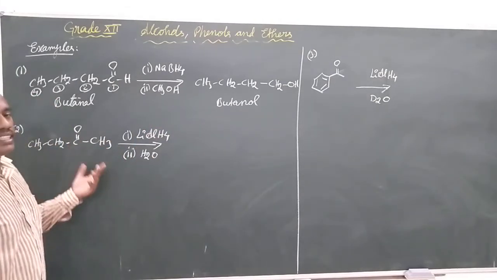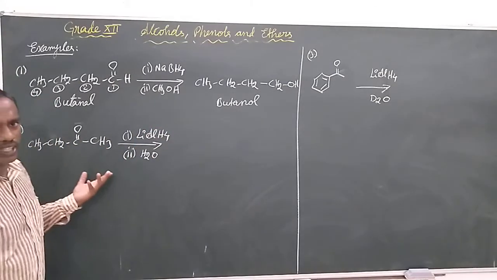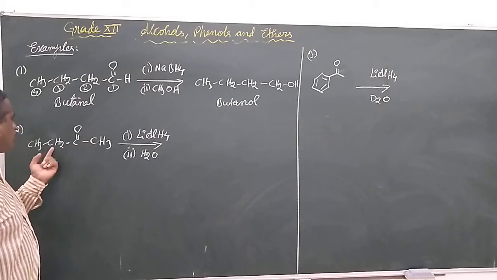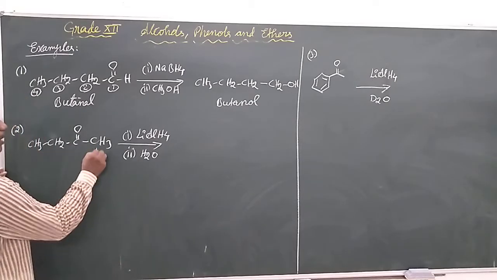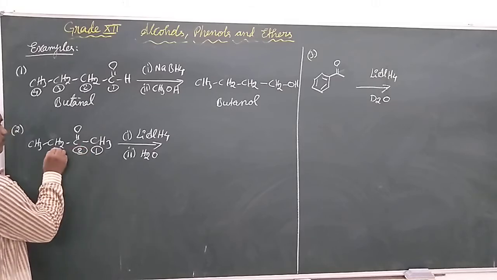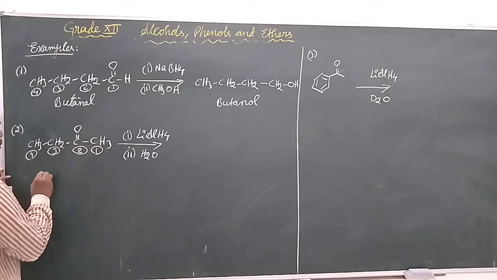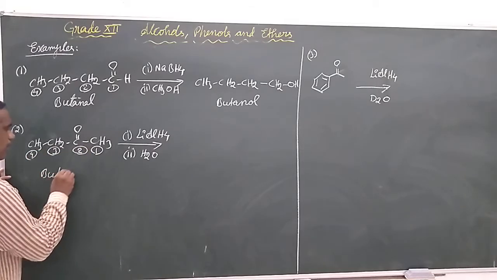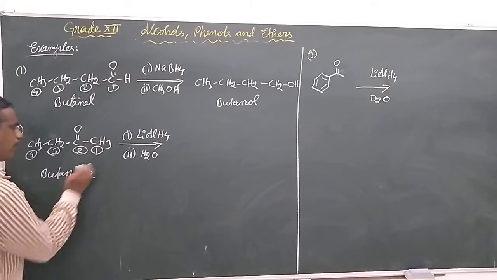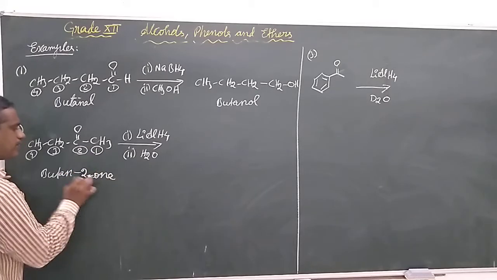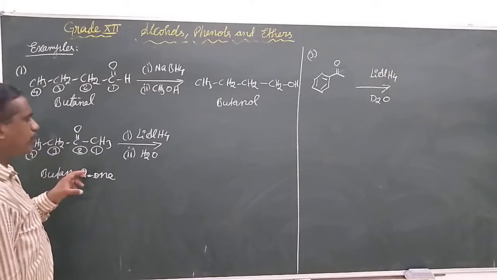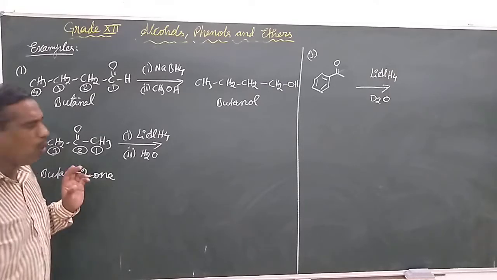Now let us take the next example. 4 carbon chain here I had given: 1, 2, 3, 4. We have the 4 carbons and a ketonic group nearest to the numbering at 2. So we call this one butanone. But the ketonic group we must mention is present on the second carbon. So we had mentioned butan-2-one.